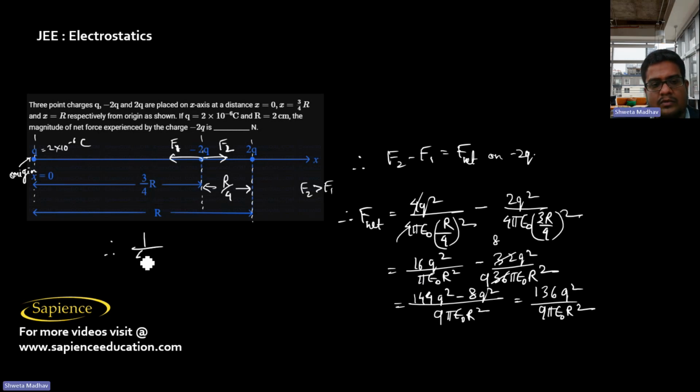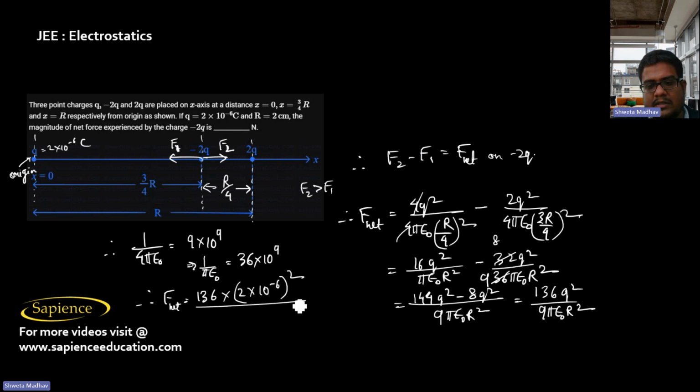Now 1 by 4 pi epsilon naught is equal to 9 into 10 power 9. So therefore 1 by pi epsilon naught will be 4 9 36, 36 into 10 power 9. Therefore the net force will be equal to 136 into q square, q is 2 into 10 power minus 6, whole square, divided by 9 r square. r is 2 centimeters, so r is 2 into 10 power minus 2 meter. So 2 into 10 power minus 2 whole square, and 1 by pi epsilon naught is 36 into 10 power 9.